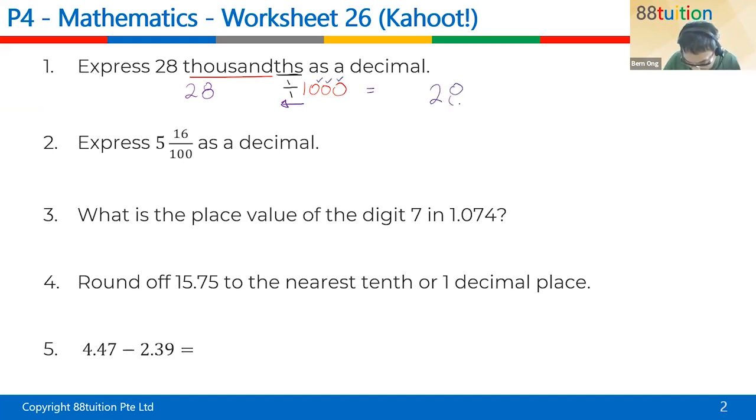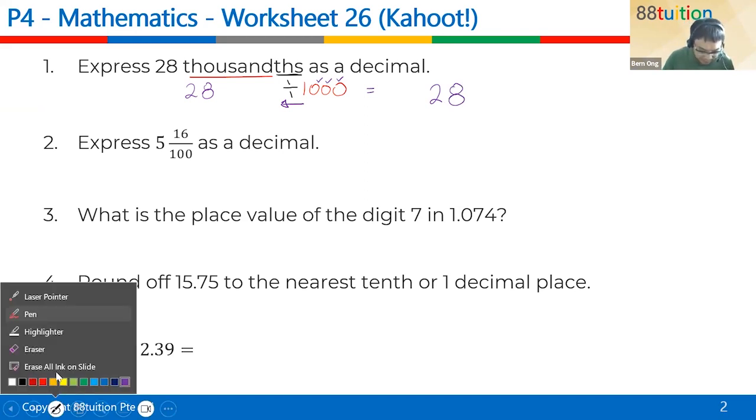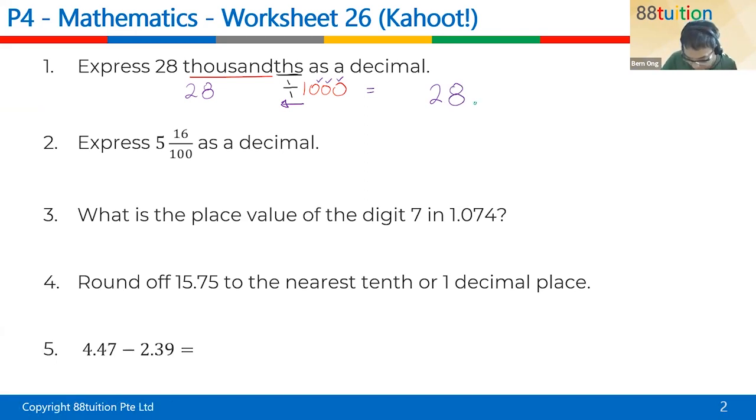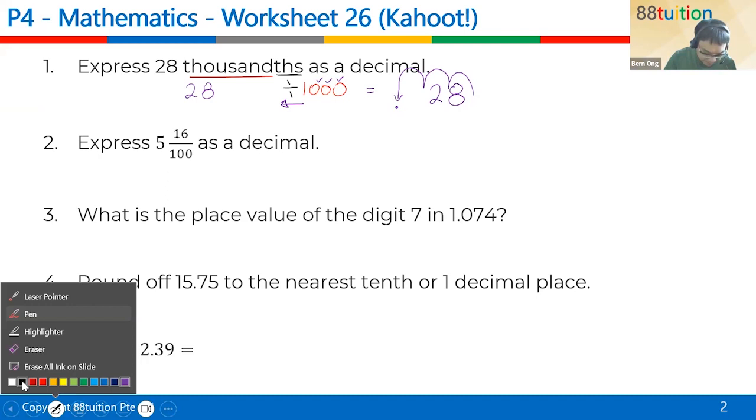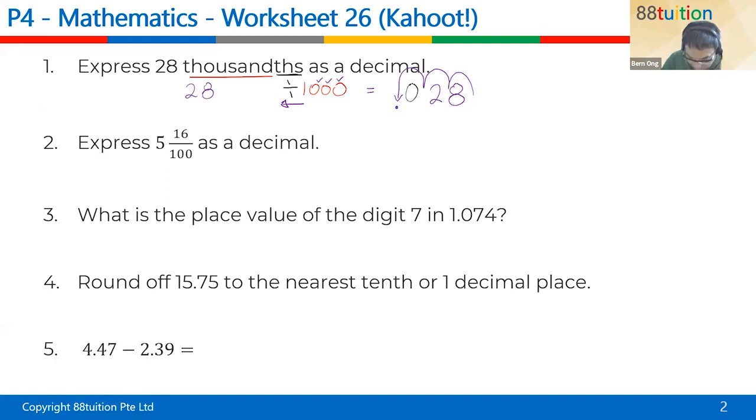So 28 is down here. Where's the decimal place? The decimal place is always at the back. So you're supposed to move 3 steps to the left. Let's go: 1 step, 2 steps, 3 steps. So the green dot transfers to here. In the empty spaces, put the 0. So the answer is 0.028. In Singapore, we must put a 0 in front. Is that okay? So that's how I will do it.